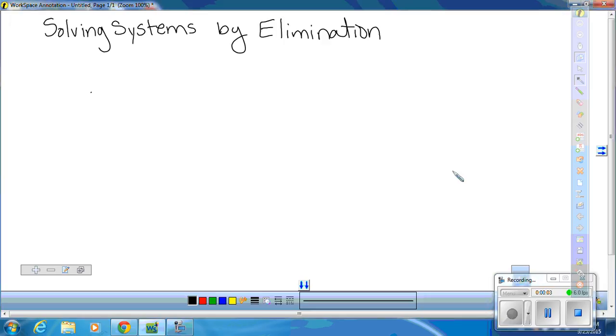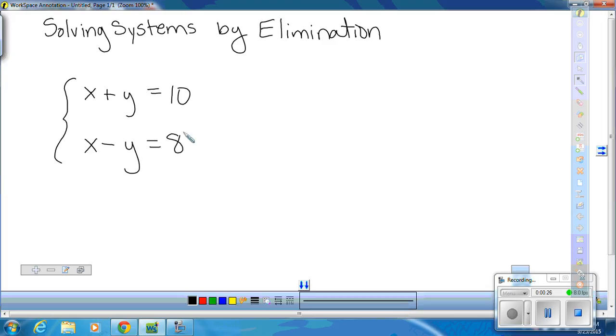Tonight, what we're going to be talking about is solving systems of equations by elimination. Yesterday, we discussed that to solve a system of equations, what you're looking for is the point of intersection. And that's great. Graphing is a fantastic way to find that point of intersection. However, it is not always the most accurate, especially when we're graphing by hand.